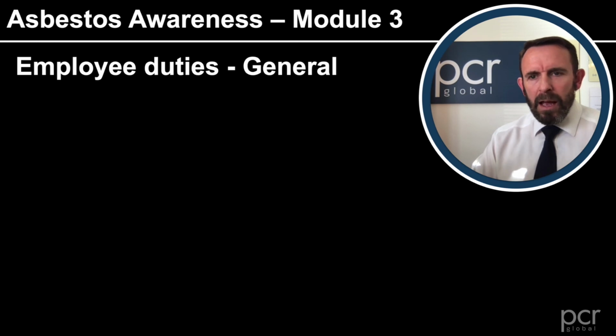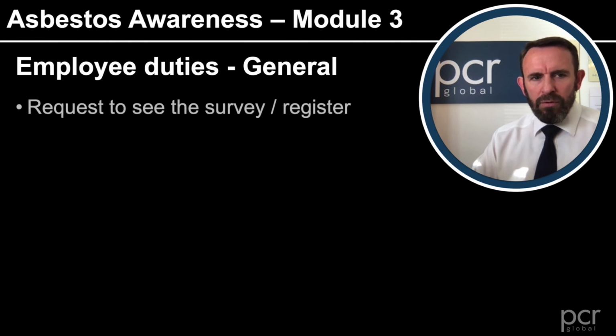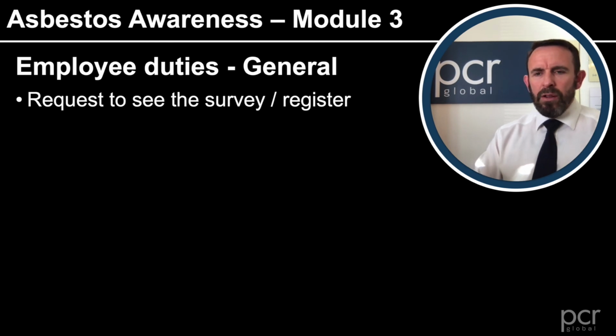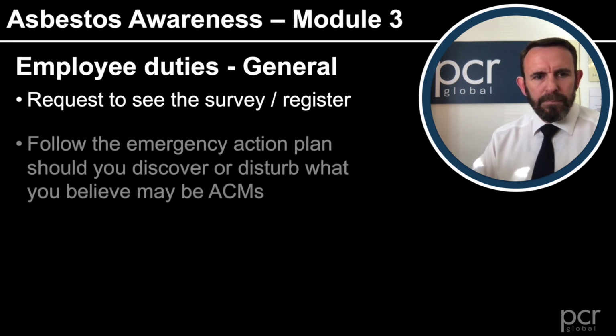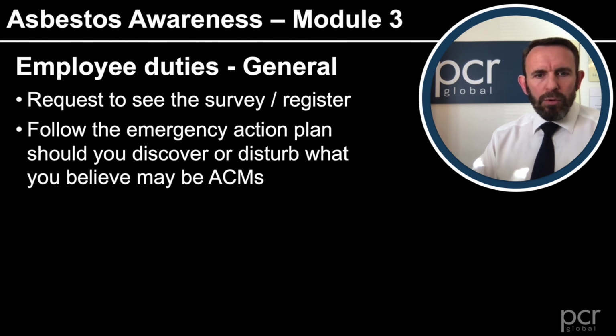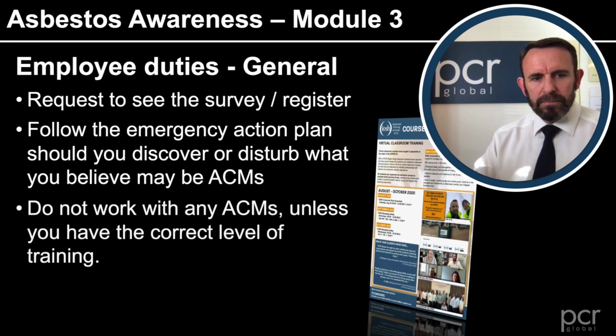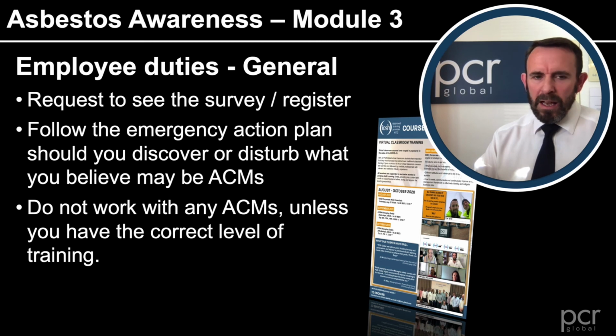And some employee duties, general duties. So if you're going into a premises to work, it's important that you request to see the survey and the register. If you're not provided with a survey or the register, then you should not be undertaking any work on that building. You should follow the emergency action plan should you discover or disturb what you believe may be asbestos containing materials. And as iterated, do not work with any ACMs unless you have the correct level of training. Very important.